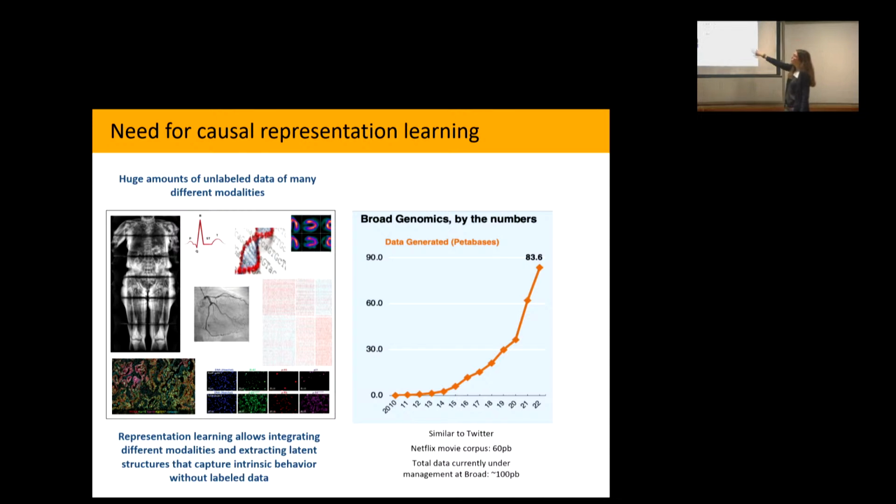So if you look at the curve for Twitter, it looks actually very similar. Twitter last year also produced about 80 petabytes of data. And this is just one lab at the Broad and only just sequencing information. And if you compare that to the whole Netflix movie corpus, that's just 60 petabytes of data. So that's pretty amazing in terms of, if you're thinking about where some of the largest data sets are coming from, it is now in the biomedical field.